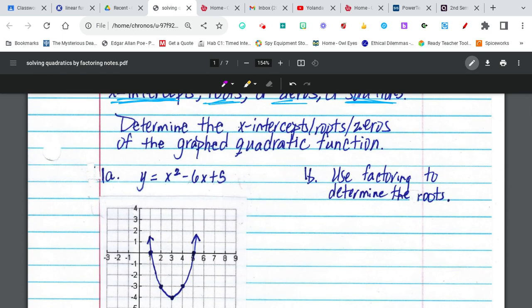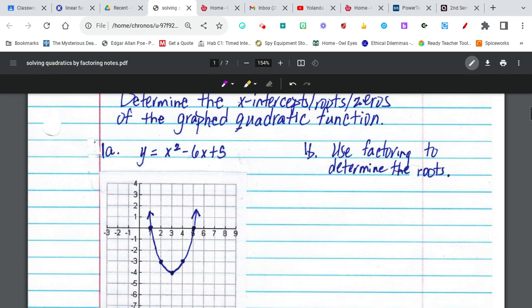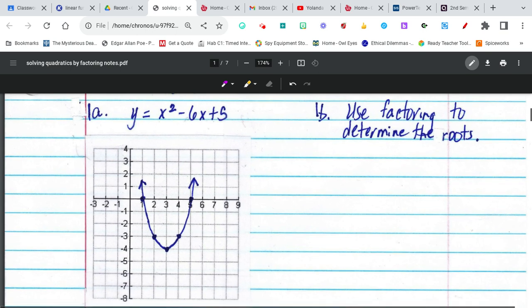All right, so I'm going to go here. It says determine the x-intercepts or roots or zeros of the graphed quadratic function. I already graphed this one for you, so you're just going to look and see where it crosses the x-axis. It crosses the x-axis here, so it's 1. And you got another x of 5. That's where it touches the x-axis. Now that's easy to do, especially if it's already graphed for you. If it's not, you'll practice graphing again when you get to Algebra 2, guys. Sorry, I didn't have enough time to go into depth in this particular section.